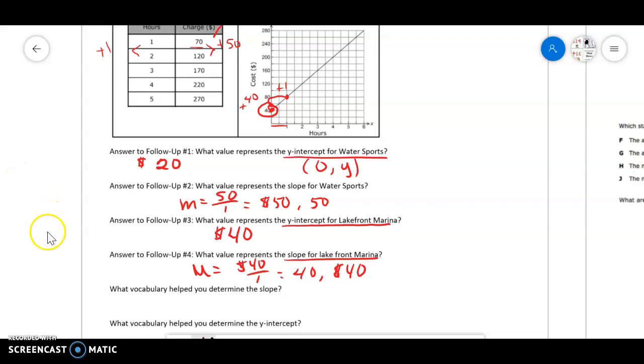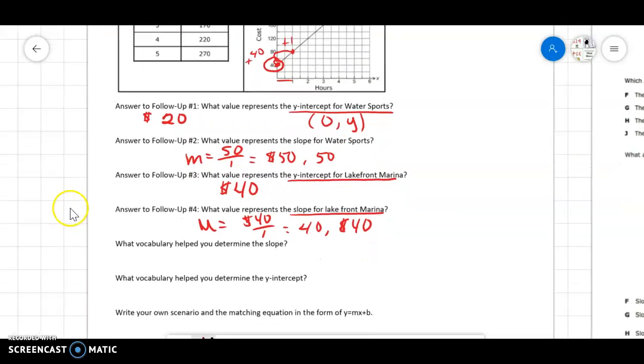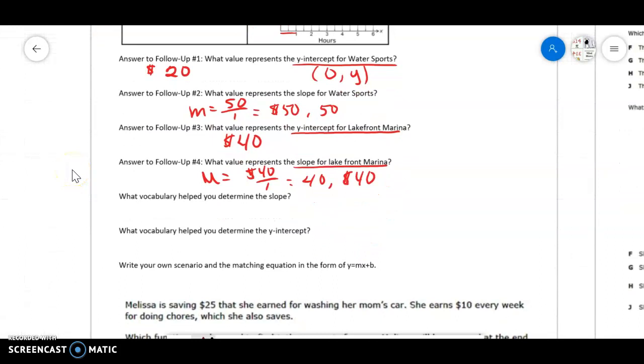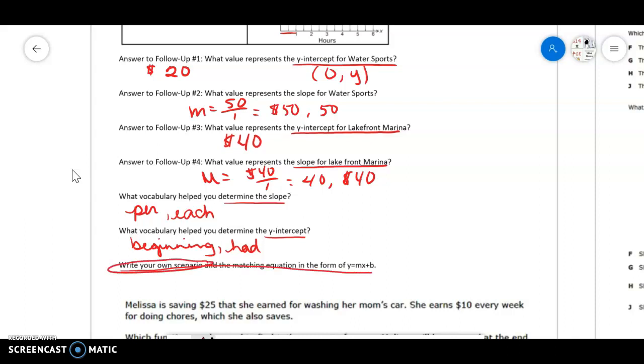For day 2, or for lesson 2, I was looking for words. I wanted you to just fill in the different words that you use to determine slope. So it's going to be any of our multiply words, per, each, things like that. And then the y-intercept was, of course, beginning, or some of you used the word had, as in that was what they started with and such. And I liked a lot of your little scenarios that you wrote. Those were very cute. Some of you forgot to write that equation, but that was just fine. I was just checking to make sure you were good with the vocabulary.